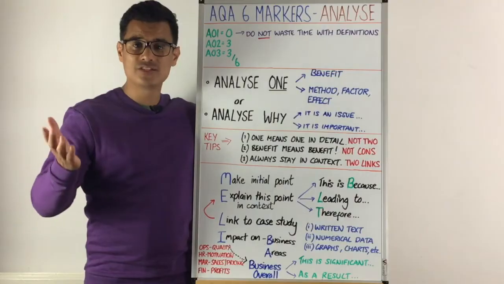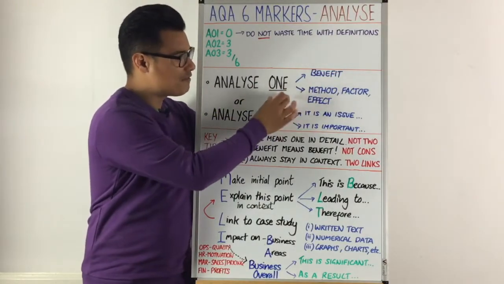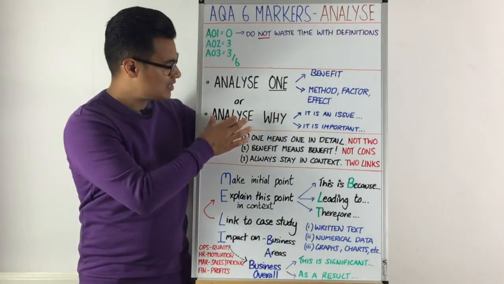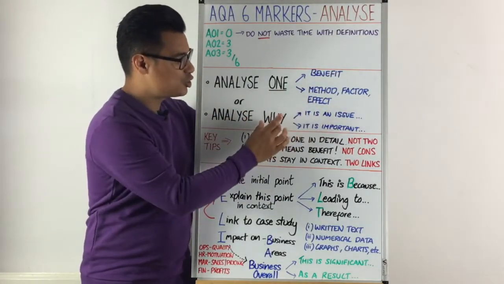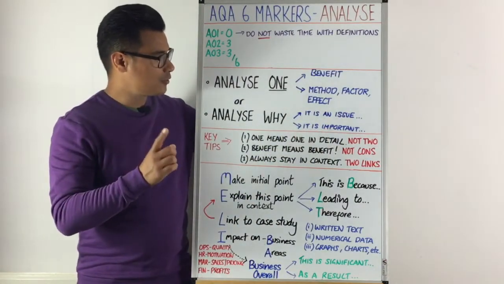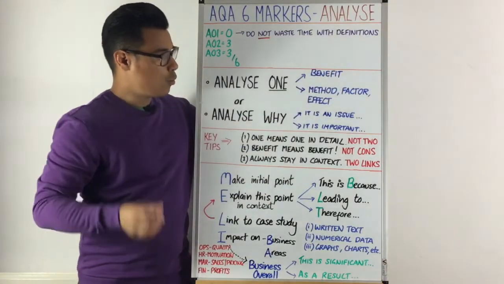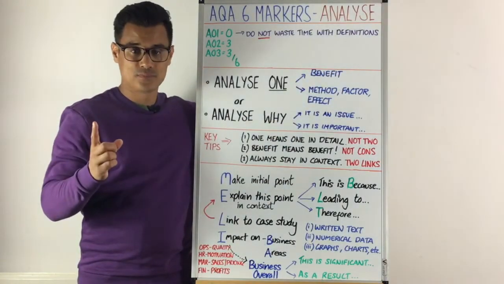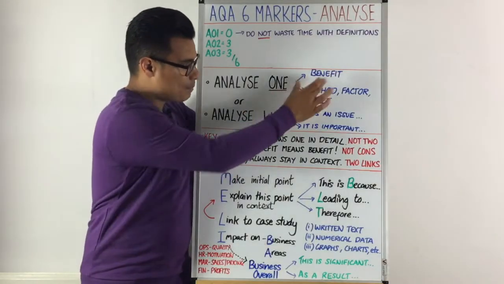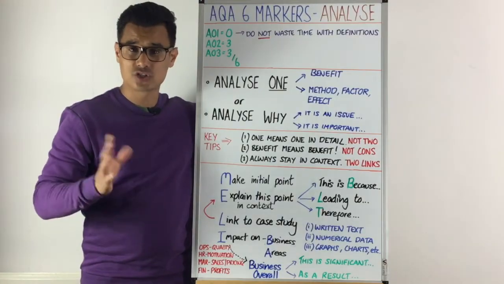The question is likely to appear as analyse one benefit or one method or one factor or one effect, or it will appear as analyse why it is an issue or why something is important. Key things to note is that if it says analyse one benefit, one means one. It does not mean 2. Secondly, if it says analyse one benefit, only talk about the benefits. Do not talk about the costs, the cons.